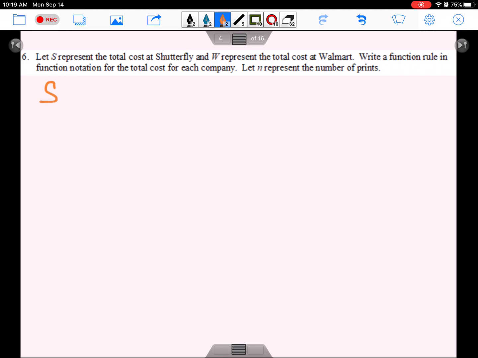We're going to use S for the cost at Shutterfly, and we're doing this in function notation. Function rule, simply an equation. Function notation means we want to put the independent variable inside of the parentheses. So cost for Shutterfly as a function of the number of prints, that's equal to, remember, 15 cents times the number of prints plus $3.